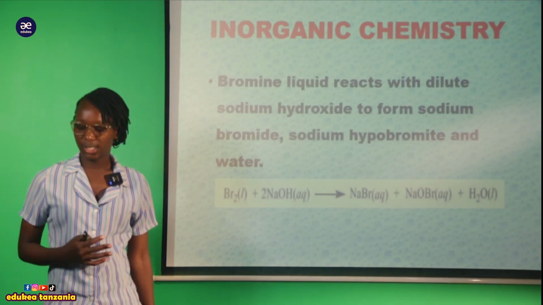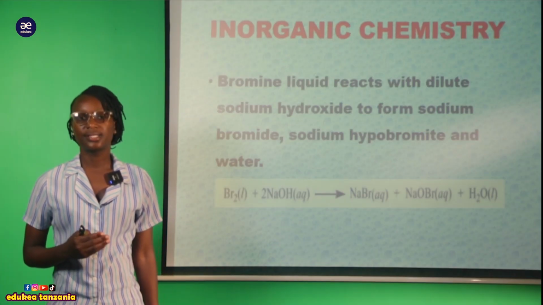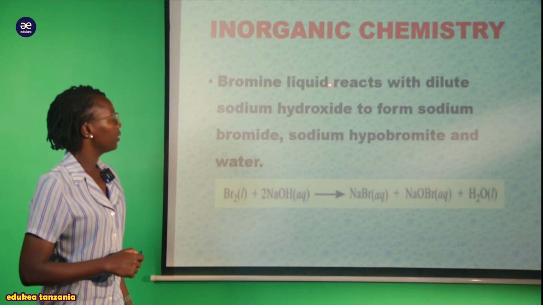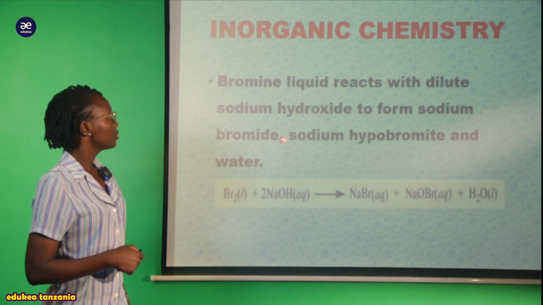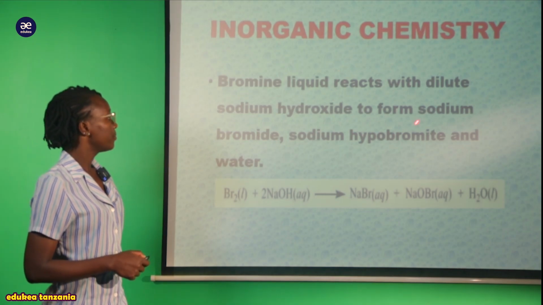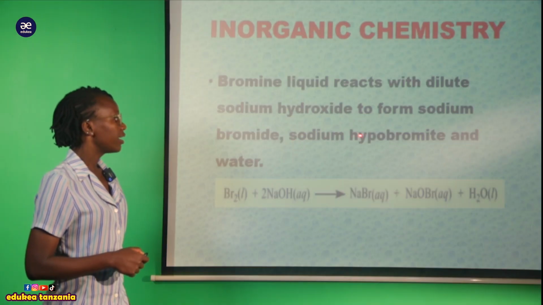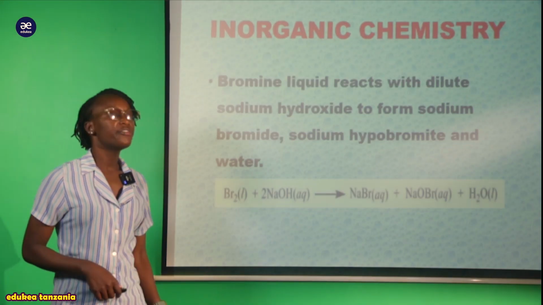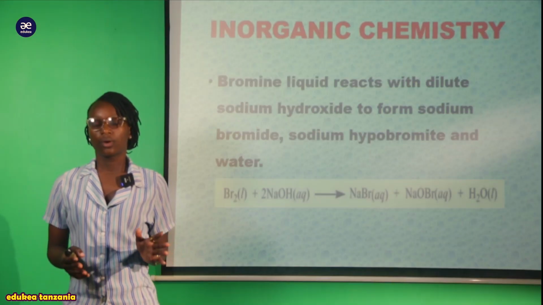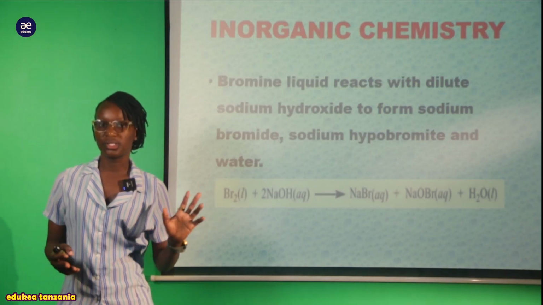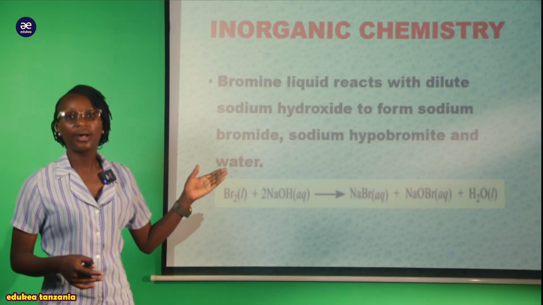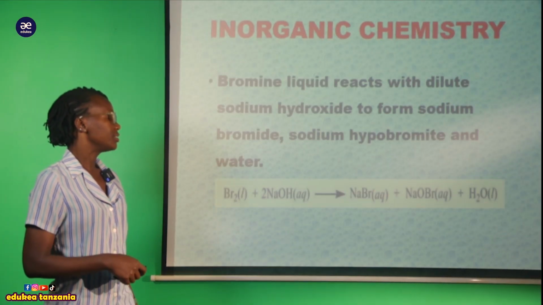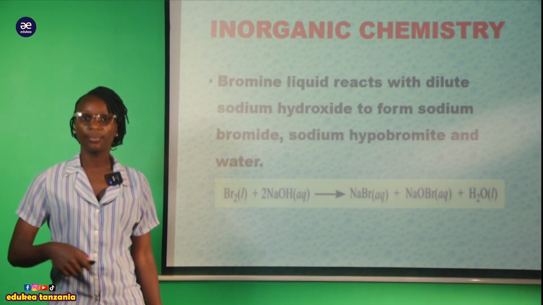Now let us look about bromine. Sasa bromine anasema bromine liquid react with dilute sodium hydroxide to form the sodium bromide, sodium hypobromite and water. Kwa hiyo vitu ni vile vile tu. Kwa hiyo kwenye chlorine na kwenye bromine hamna utofauti. Sema tu kule itakuwa ni hypochlorite, huku itakuwa ni hypobromite. Lakini ni zile zile. Sodium bromide kule ilikuwa ni sodium chloride.